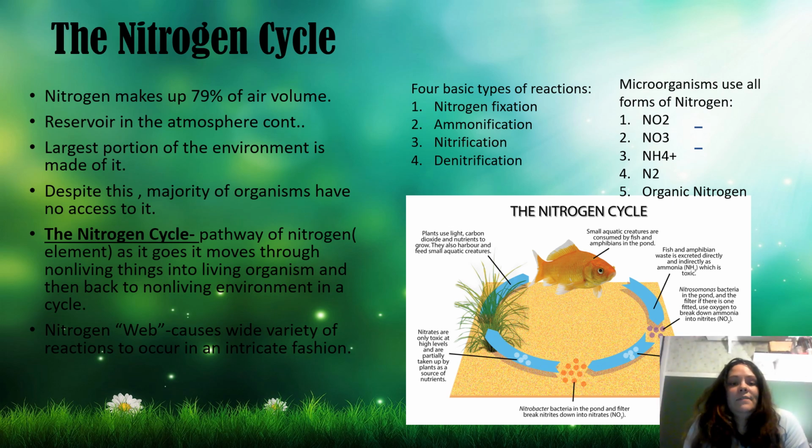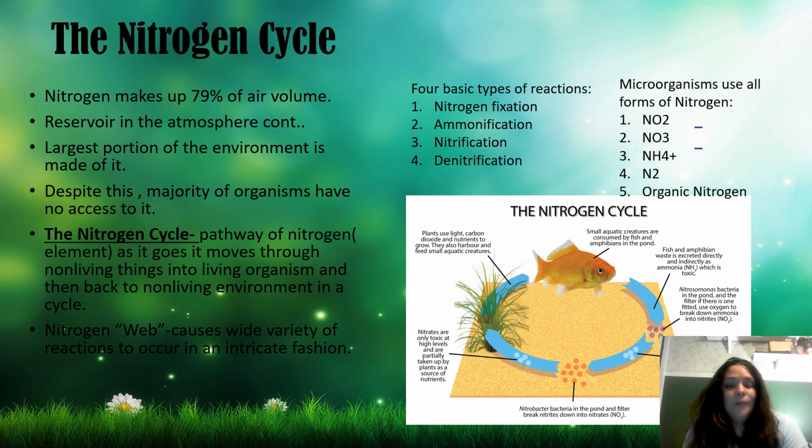Nitrogen makes up about 79% of total air volume on Earth, and the reservoir in the atmosphere is where it's contained. It is the largest portion of the environment. Despite this, the majority of organisms on Earth actually do not have access to it. So that's how nitrogen gets there.